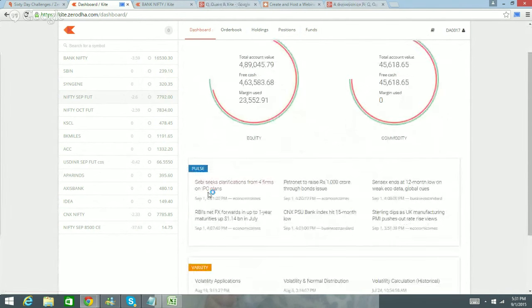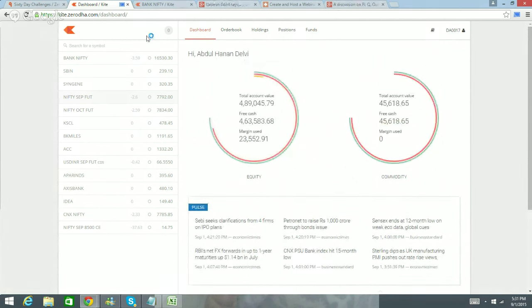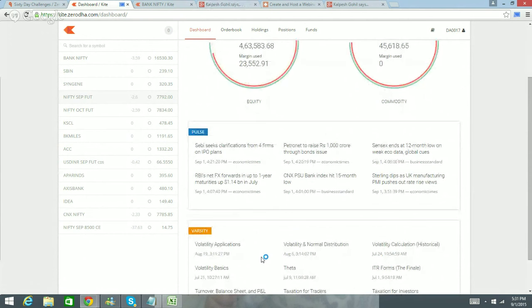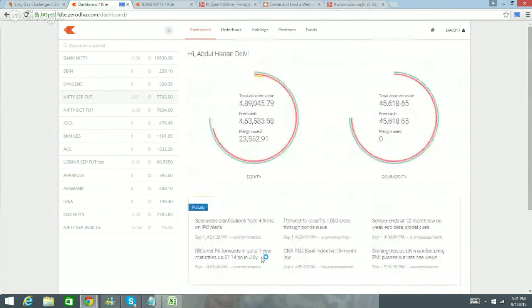If you actually see Pulse here, what we're trying to do in Pulse is push news related to what you're trading on. Each of these news items has some keywords to it. We try to see if you're trading any of those keywords, and then we push that news on Pulse here. So you kind of get that. And then Varsity for all the people who want to understand something.